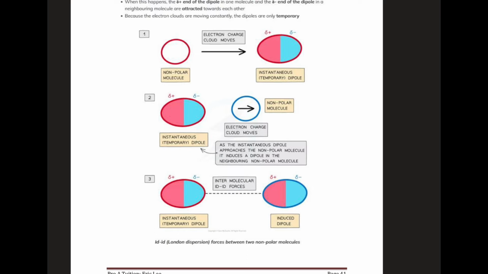So you need to know first, we have this because the electron distribution is not evenly distributed, as they move freely. At one particular moment one side has more electrons, and then it affects the neighbor, giving them some polar properties, and then it attracts. Okay, so that is the Idid.